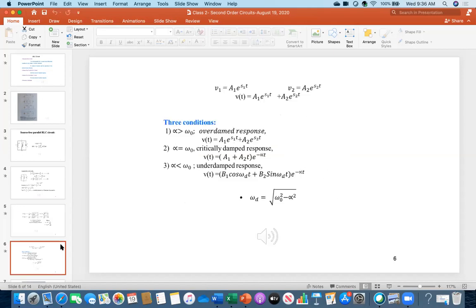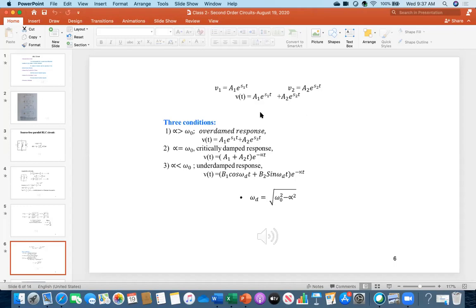So therefore, everybody see, we got one solution V1 equal to A1 e to the power S1 t with respect to S1. We have another value, which is S2, V2 equal to A2 e to the power S2 t. Because I got two expressions V1 and V2, just add them up. So the total solution V(t) is A1 this plus this one.